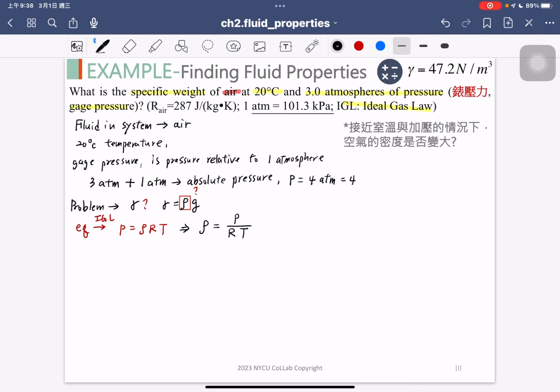Absolute pressure here is 4 times 101.3 kilopascal, which is 3 powers, and the unit is the Pa. Okay, so we can use the calculator to calculate a certain value here, the 4 times, and we have the kilo, 1,000.